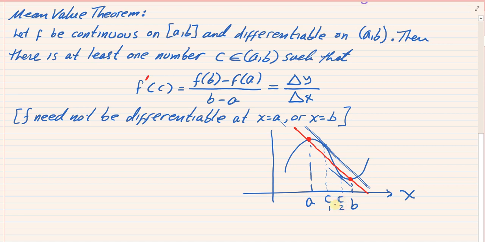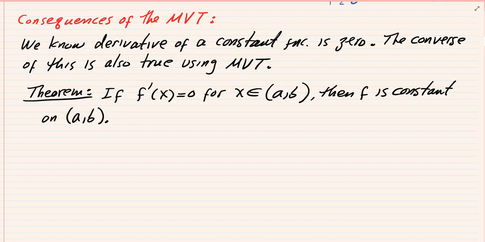And there you have it. c1 and c2, there are 2 points in this case inside of that open interval where the slope of the secant line and the tangent lines are equal. And that's what the theorem also says, that there's at least one inside of that interval. So let's take a look at some consequences of the mean value theorem, and then we'll look at some examples from the exercises.